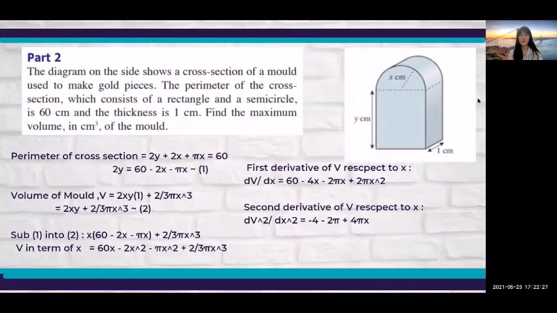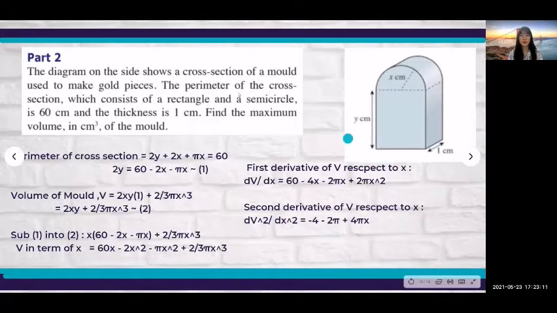This is the second part. This part is a calculation part, so I will be showing my workings on how I get my answer. The question given is: the diagram on the side shows a cross-sectional mount used to make a gold piece. The perimeter of the cross section, which consists of a rectangle and a semicircle, is 60 cm and the thickness is 1 cm. Find the maximum volume in cm cube of the mount.